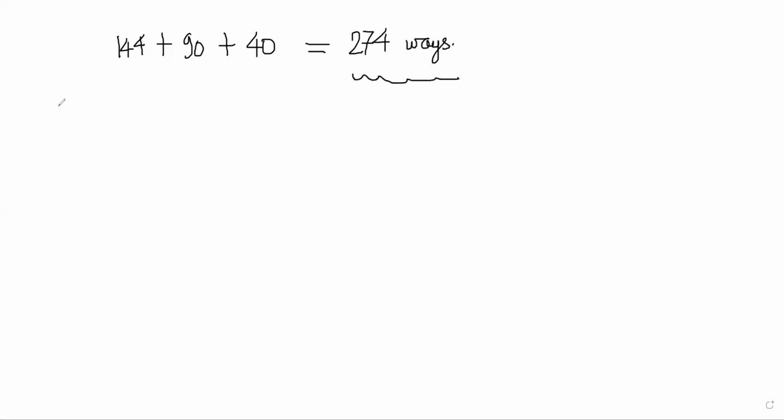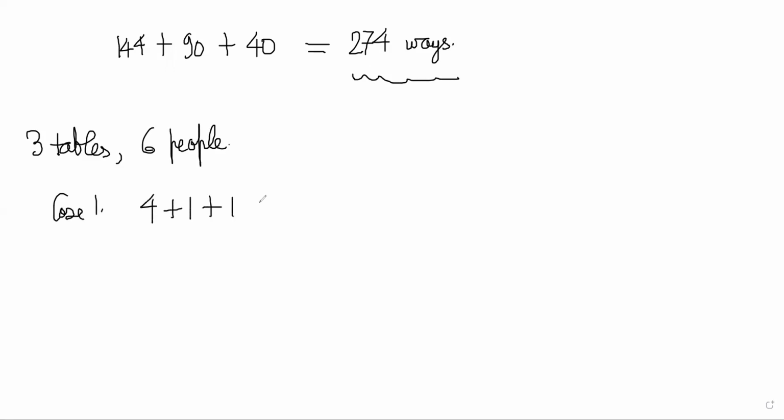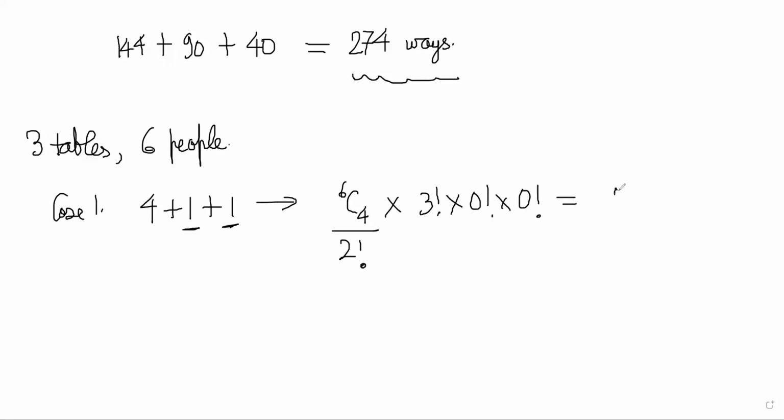If we do a slightly different problem now, if we have 3 tables, for example, and we have 6 people, again, we will do it in the same way. Case 1 would be the case of 4 plus 1 plus 1. This grouping can be done in 6C4 ways, and then there are 2 groups of the same size, so we'll divide by 2 factorial. Then we'll arrange it in 3 factorial into 0 factorial into 0 factorial ways. So this comes out to be 90.